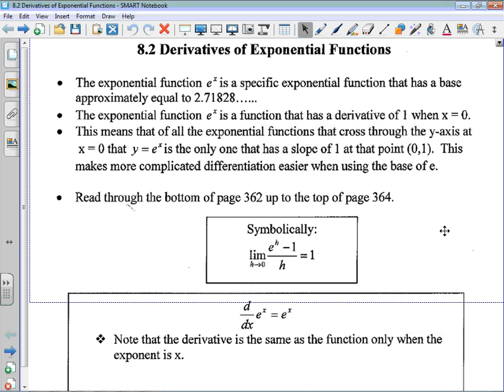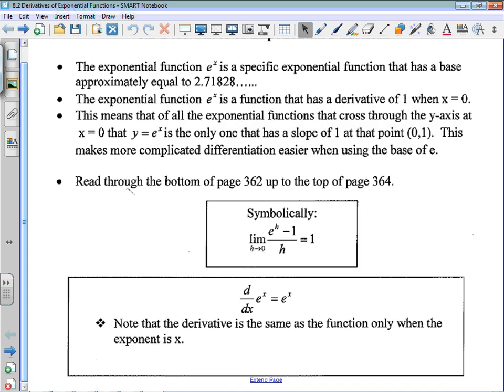Welcome to 8.2 in Math 31, which is the derivative of exponential functions. And we're going to look at a few different ones as we go through. But to begin with, one of the big changes with exponential functions that we typically do in calculus is that it's pretty rare that we use a base of 2 or 3 or 0.5. We can, and there's nothing wrong with that. But what we're going to use much more often is base e.